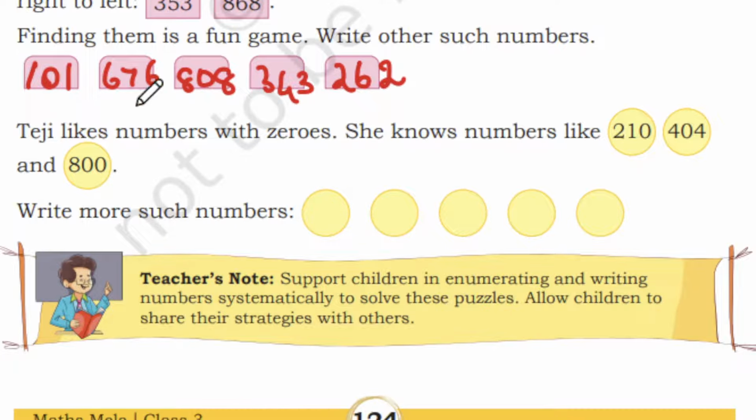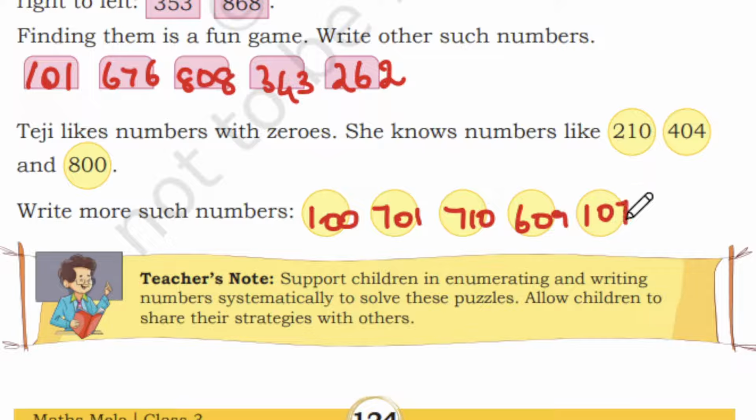Okay, next, TG likes numbers with zeros. She knows numbers like 210, 104, 800. Write more such numbers which have the digit 0. So you can write 100, 701, 710 and 609. Then you can even write 107. Any 3-digit number like this has a 0.